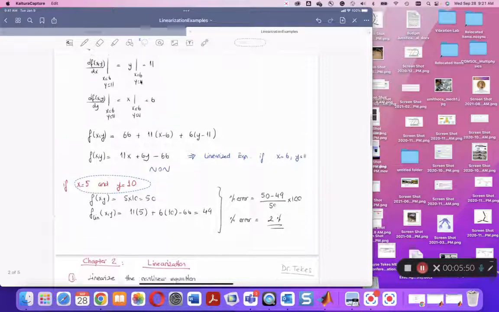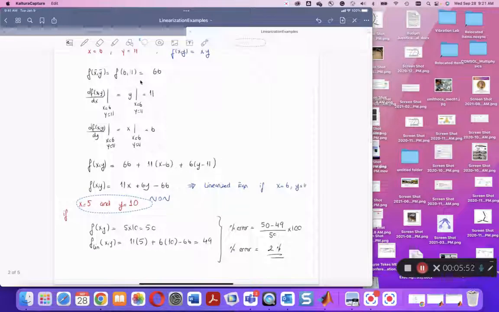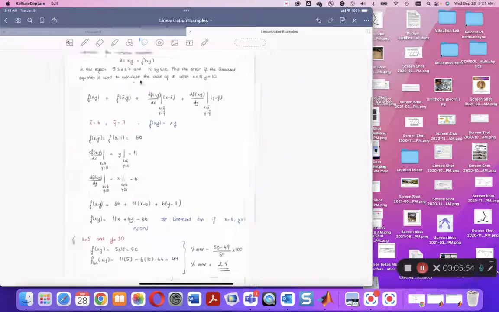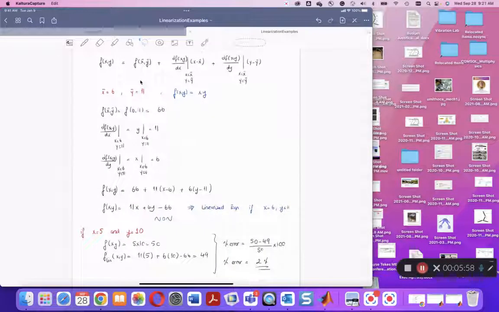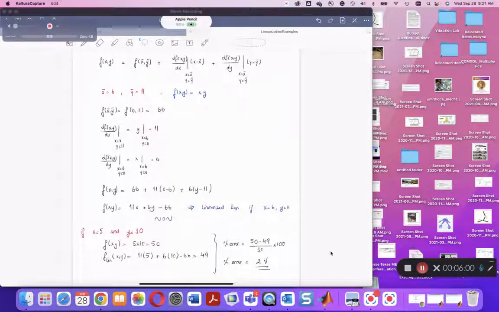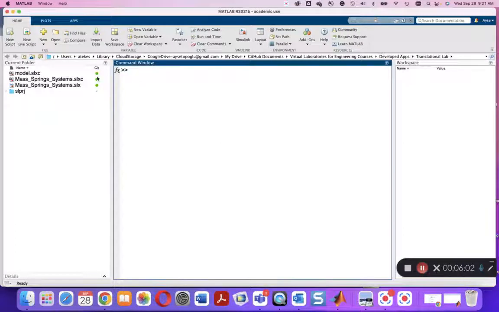So you will be making 2% error using this linearized equation when x is equal to 5 and y is equal to 10. So the next part is what I actually want to highlight or emphasize. Let's say this was a homework and you were allowed to use Matlab. So how can I solve this problem in Matlab? Is there any way I can get a little bit of help? So I'm going to open Matlab.